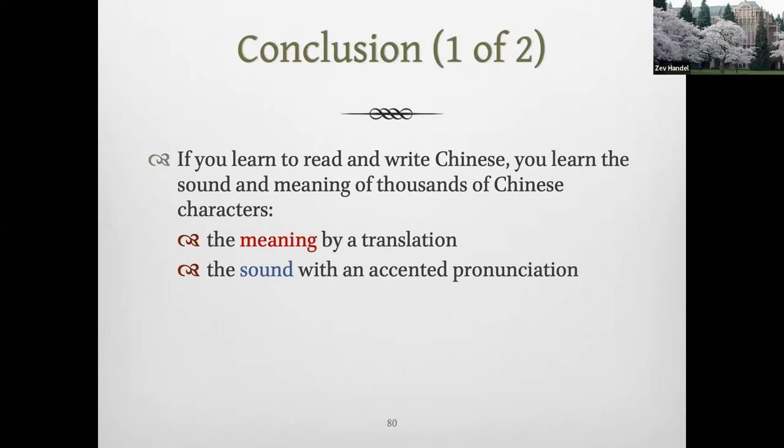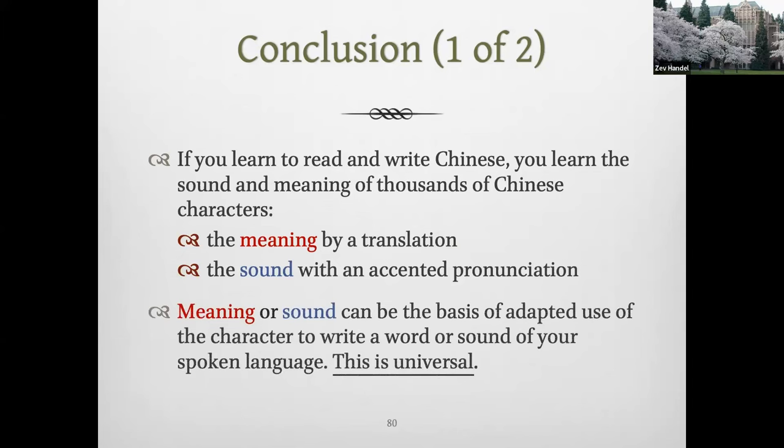And that's because, just to hit this one to death, if you learn to read and write Chinese, you associate every character with a sound and a meaning. And once you've got a sound and a meaning, you can use either one of those to represent any words you need to in your own language. You can translate by meaning, or you can use sound to sound out words in your own language. And that's universal. Paul mentioned that my book talks a little bit about Sumerian and Akkadian. That's because the same thing happened. Akkadian speakers borrowed the Sumerian script to write their language, and they did it the same way. Semantic adaptation, phonetic adaptation.